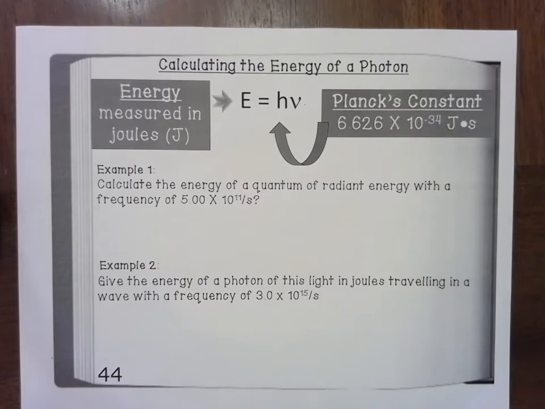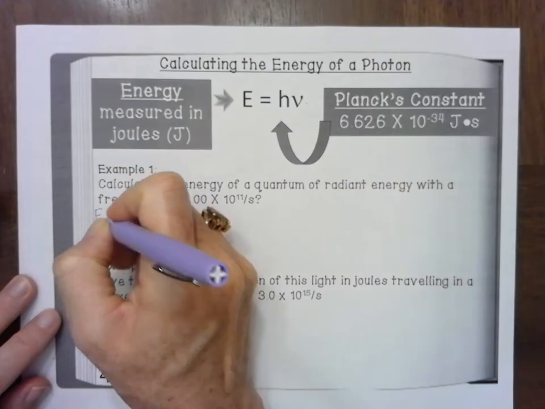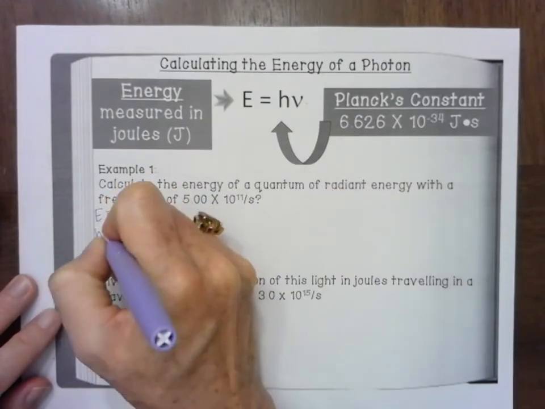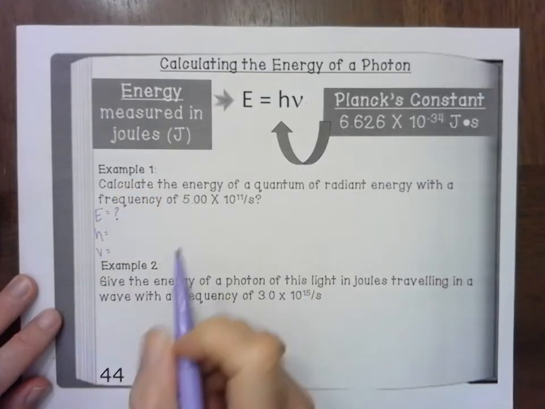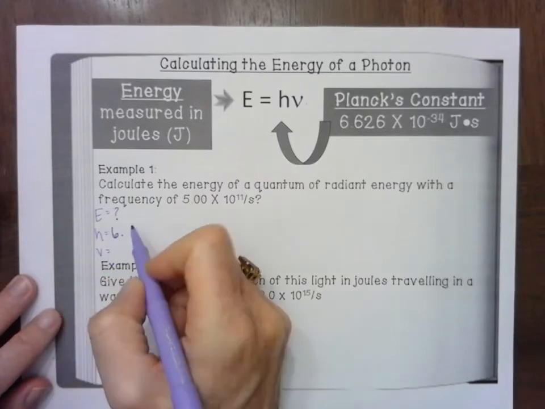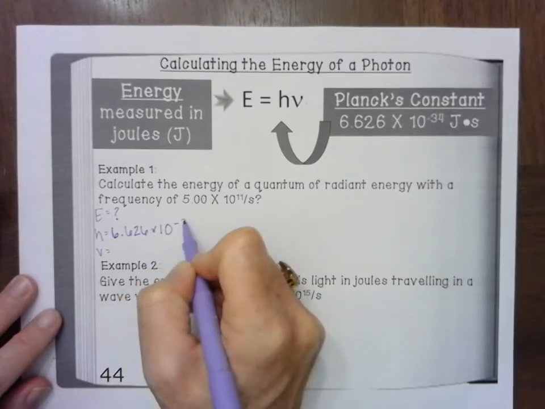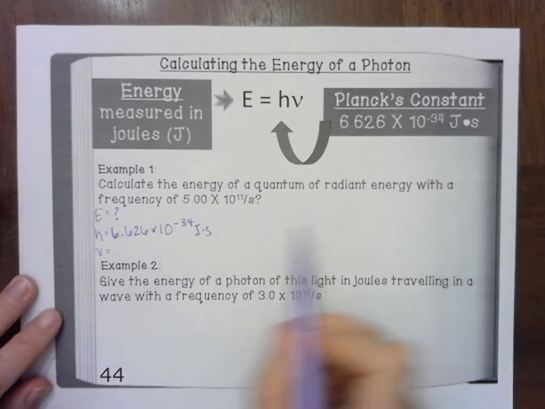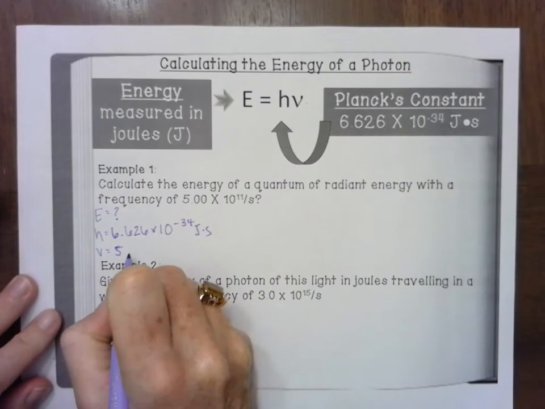And here are the three variables, E, h, and nu. It says calculate the energy, so I'm going to put a question mark there for E. The h is lowercase, 6.626 times 10 to the negative 34 joules times seconds. And we have a frequency of, so that is the nu, 5.00 times 10 to 11 cycles per second.